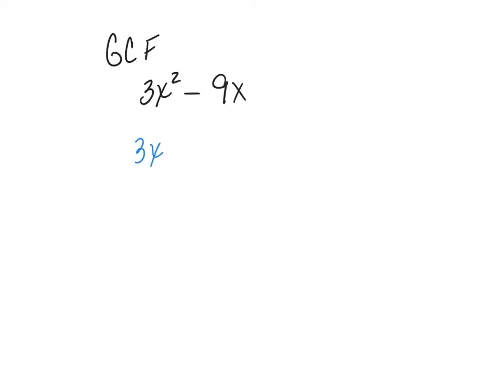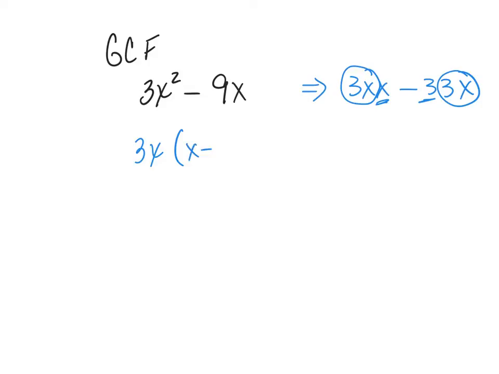And if you don't get that, you can factor this all the way like this. 3x times x minus 3x times 3. And you see there's a 3x in common and a 3x in common. So that's what you pull out, 3x, and you put your parenthesis. What got left here? 1x on the first part. x minus 3. And that's how you factor it, okay?